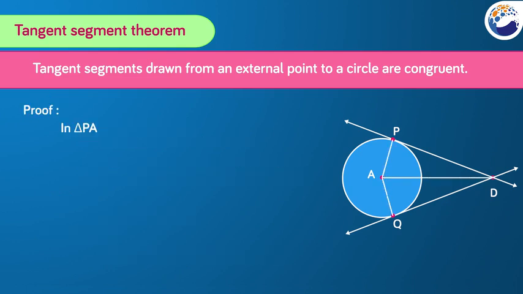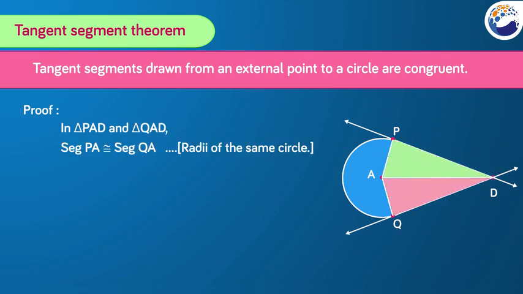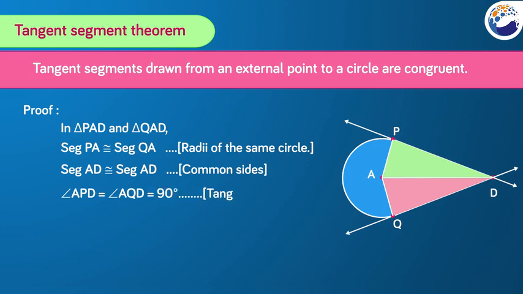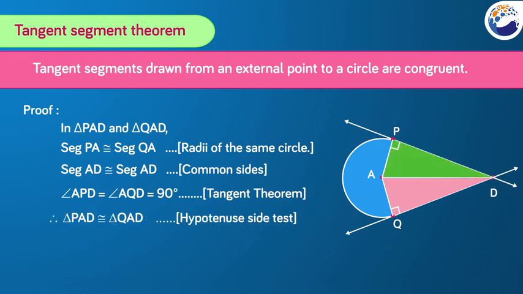Proof: in triangle PAD and triangle QAD, segment PA is congruent to segment QA, since they are radii of the same circle. Segment AD is congruent to segment AD by common side. Angle APD is equal to angle AQD is equal to 90 degrees, using the tangent theorem. Therefore, triangle PAD is congruent to triangle QAD by the hypotenuse side test. Therefore, segment DP is congruent to segment DQ.